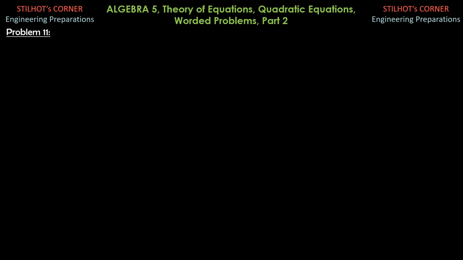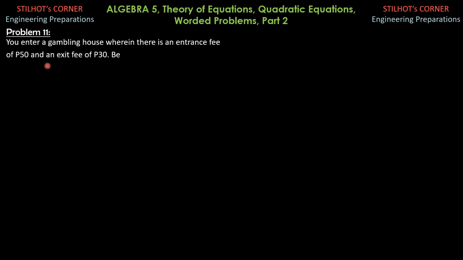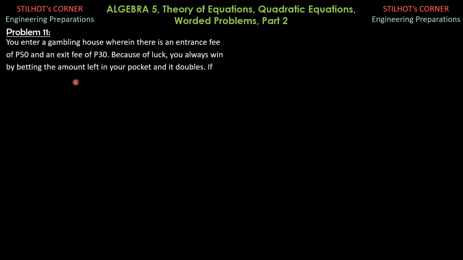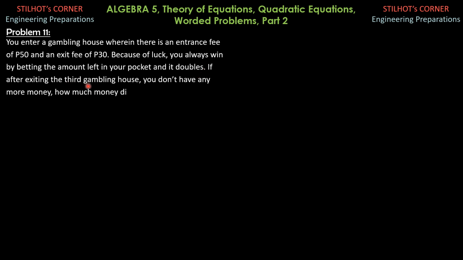And that's problem 11. You enter a gambling house wherein there is an entrance fee of 50 pesos and an exit fee of 30 pesos. Because of luck, you always win by betting the amount left in your pocket and it doubles. If after exiting the third gambling house, you don't have any more money, how much money did you have at the start? So you recall that amount at the start is X. And because of the entrance fee in the first gambling house, the amount left as you enter the first gambling house would be your original money minus the entrance fee of 50.